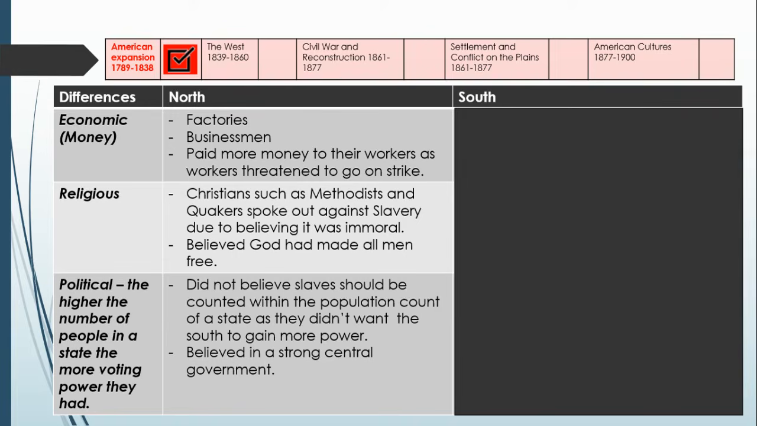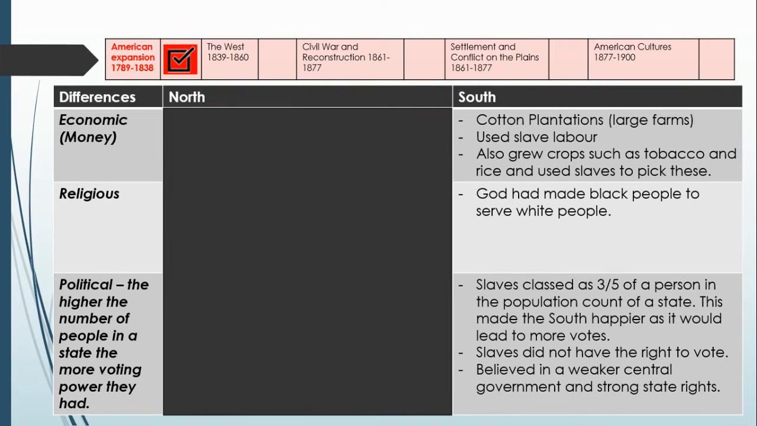If we compare this to the South, the South's economy is based on cotton plantations, so basically large farms. It's much better to use the word plantation in your exam, so please get used to it. They use slave labour, so remember they use African Americans to harvest the cotton for them, and they don't pay them. And they also grow crops such as tobacco and rice, and as I've said, they use slaves to pick these. So they do not have to pay their workers, and that makes them extremely wealthy.